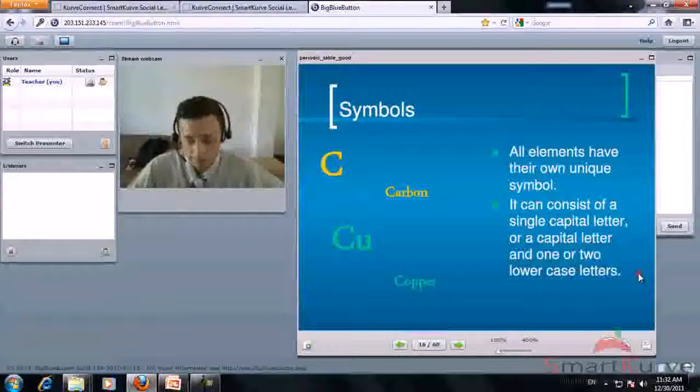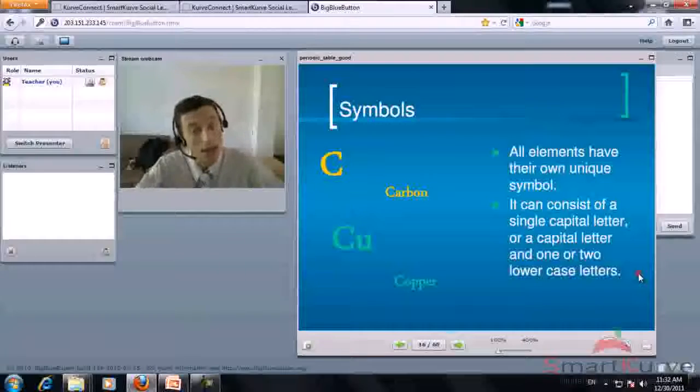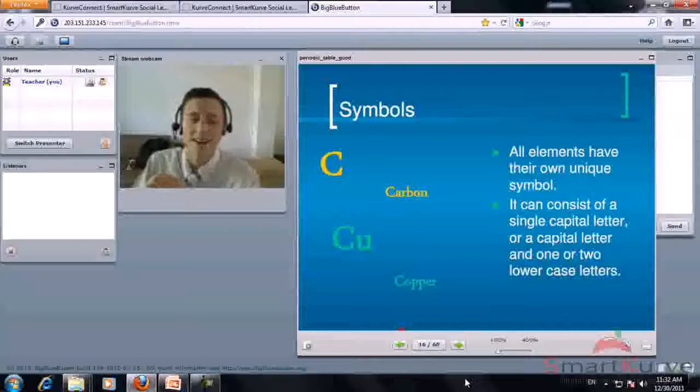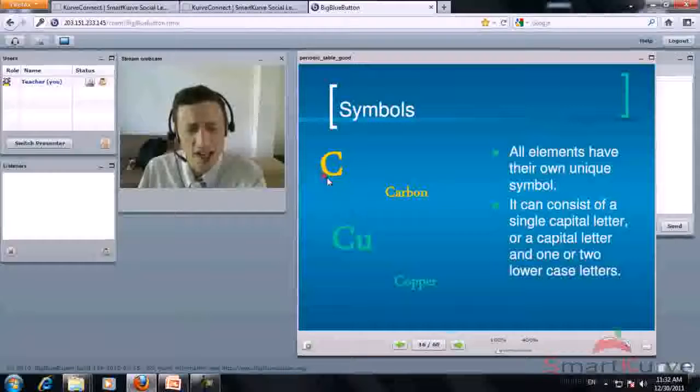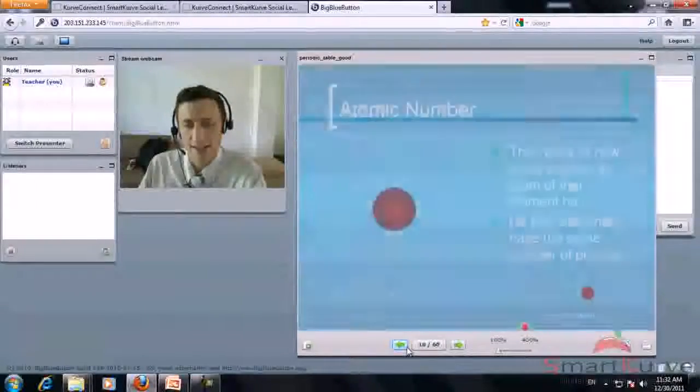Symbols. Slide 16. All elements have their own unique symbol. It can consist of a single capital letter, like carbon is C, and 1 or 2 lowercase letters, like in copper, we have Cu. I know sometimes these symbols can be a little confusing. You might say, I understand carbon, C for carbon, but what about these crazy symbols?